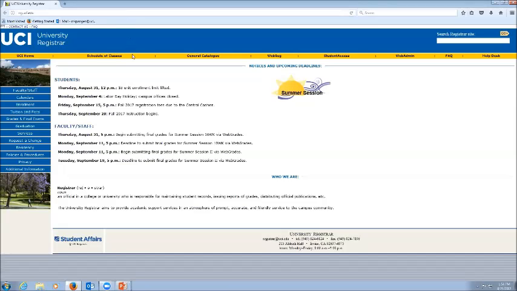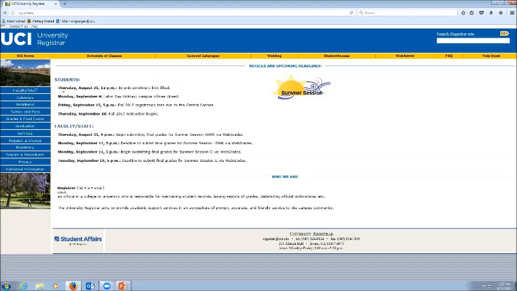Okay, so see how we're already launched into the University Registrar website. You see the schedule of classes, the general catalog, and WebReg right here, all here so that you can access them at any time. I also want to point out that there's a lot more information on the Registrar's website.